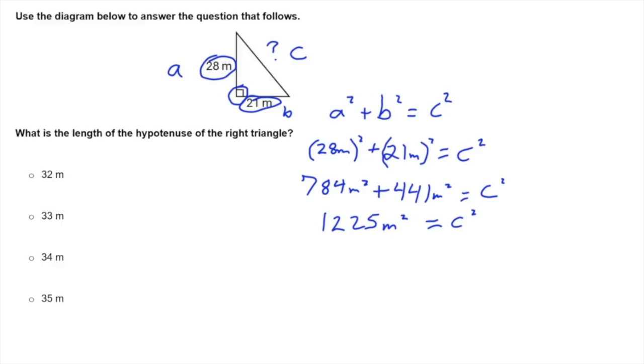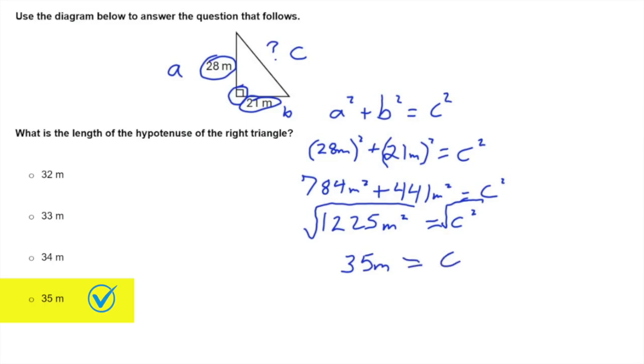Well, now all we have to do is get rid of this pesky power of 2, and we can take the square root of C squared to get rid of it, and then we'll do the same thing to this other side. The square root of 1,225 is 35 meters. And that is our answer. So our hypotenuse is 35 meters long. Here's our answer, 35 meters. Great job.